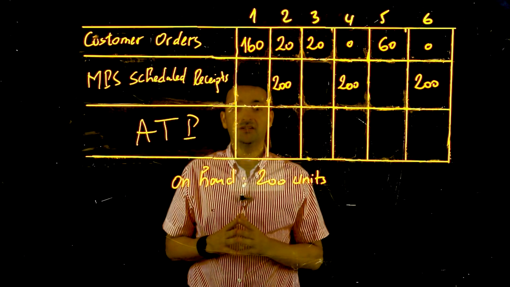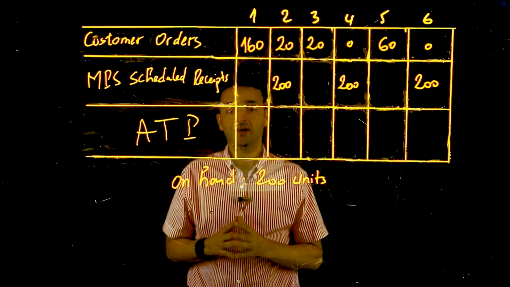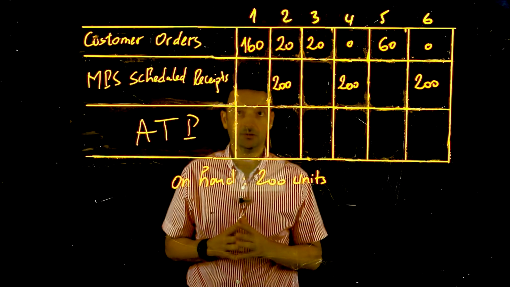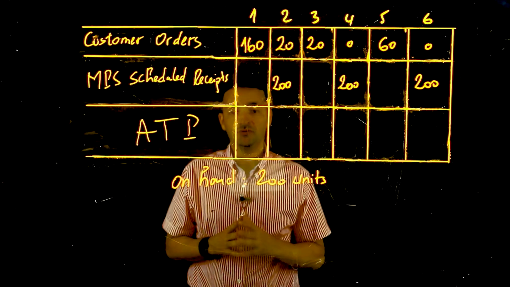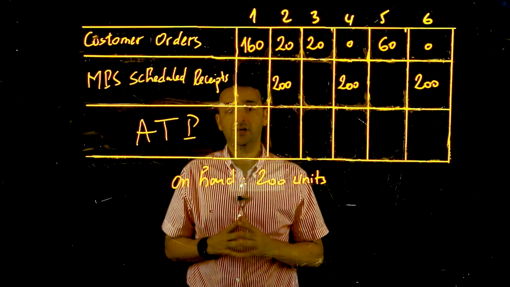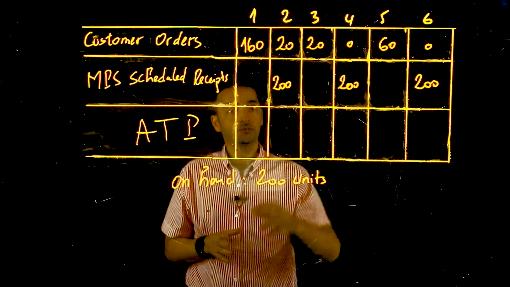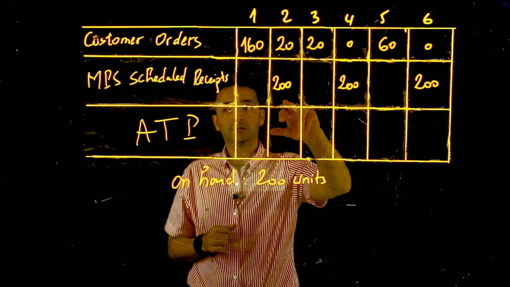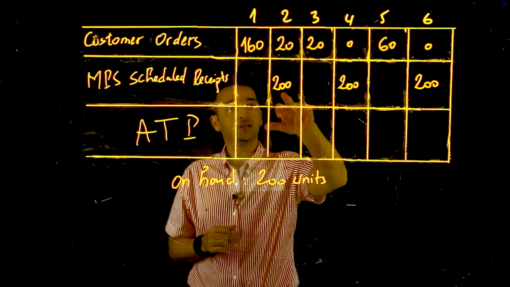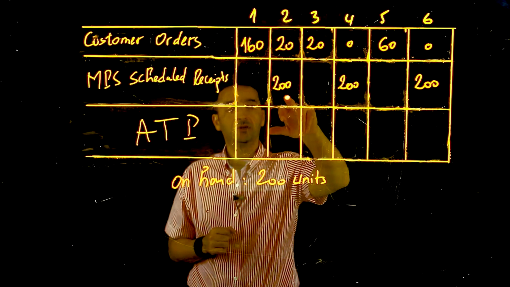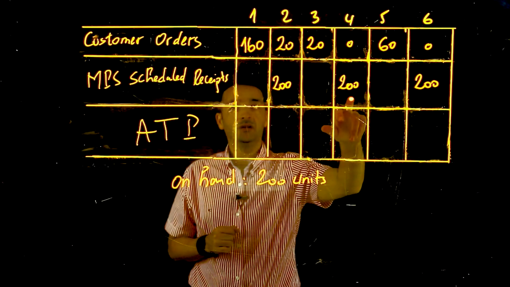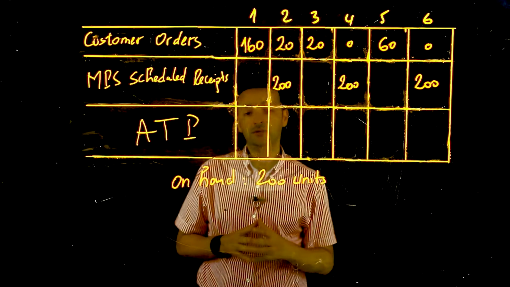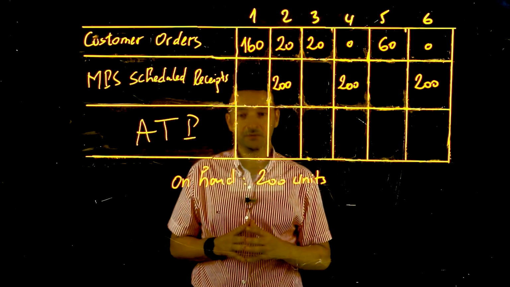Customer orders on hand are as shown in the table. MPS receipts have been scheduled by the master scheduler. The master scheduler scheduled MPS 200 in week 2, 200 at week 4, and 200 at week 6.